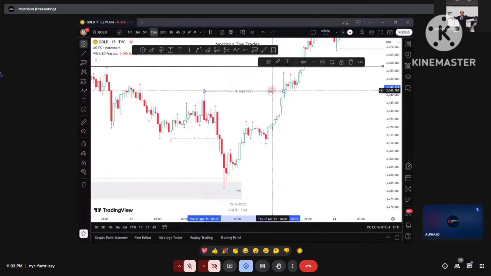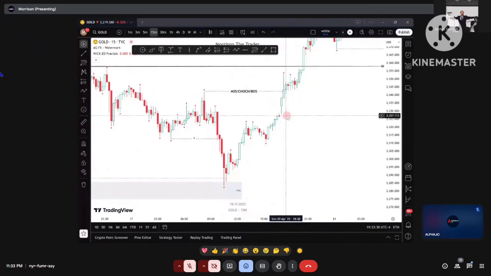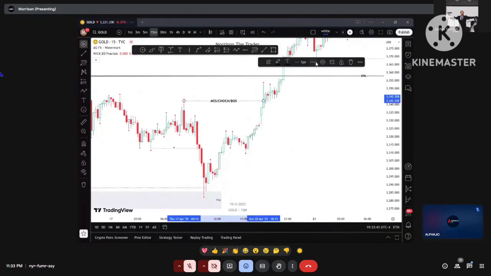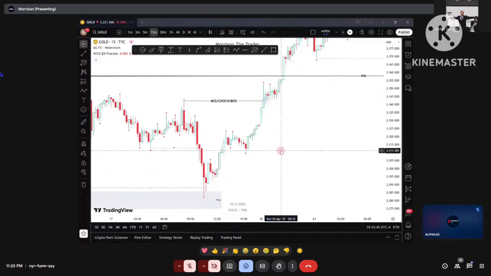and that high we indicate as what? Our market structure shift, or our what? Our change of character. Or if you don't want to bother yourself with all these things, just call it a break of structure, right? This is not a real break of structure, by the way, right? I might say a break of structure anyway, but this is a change of character or a market structure shift. But just call it break of structure so that you don't get confused, right?